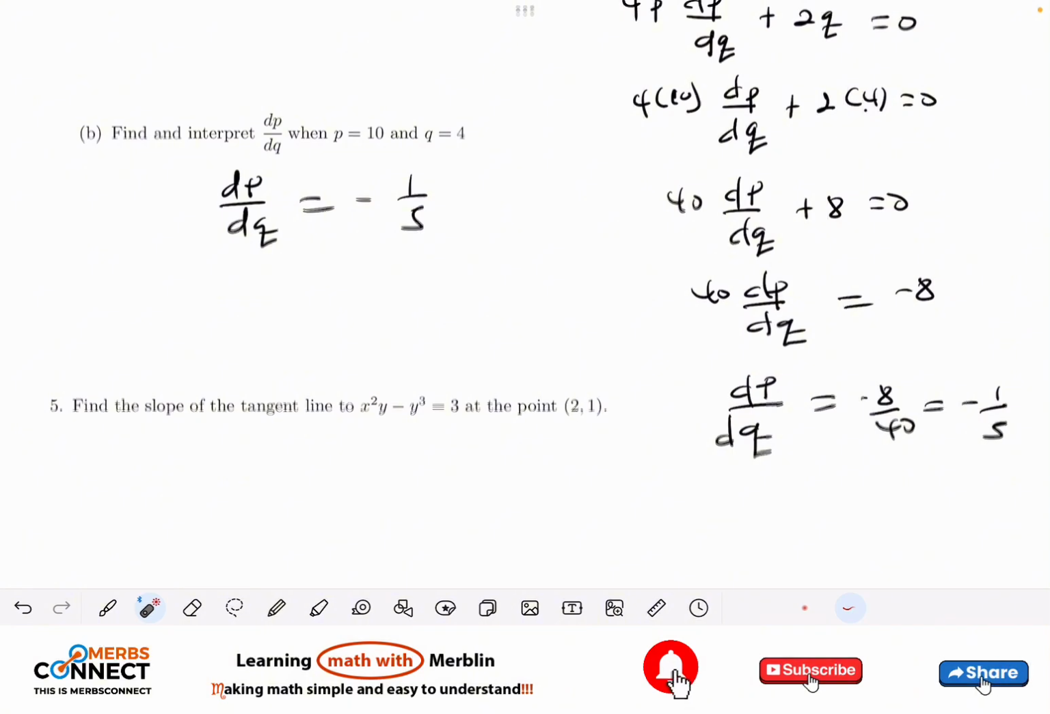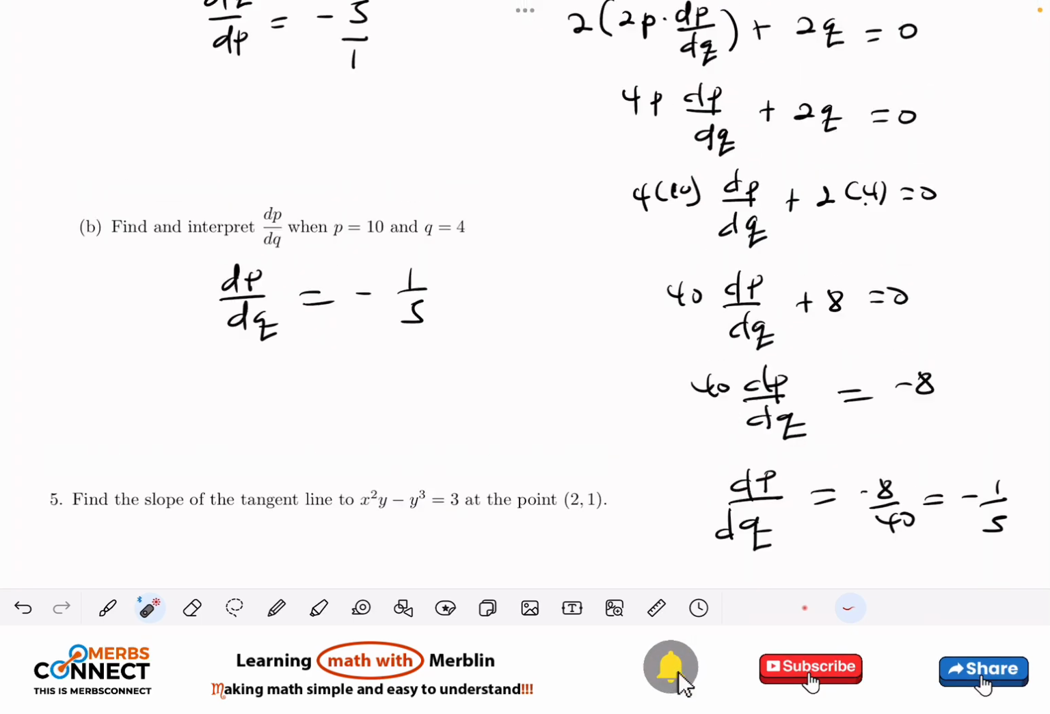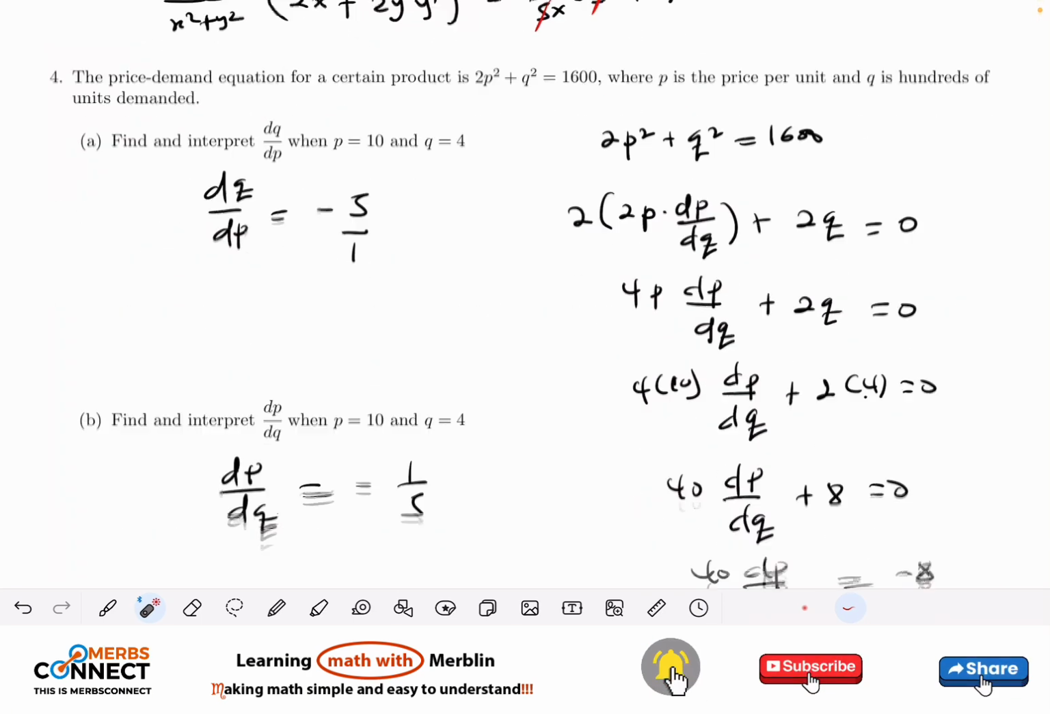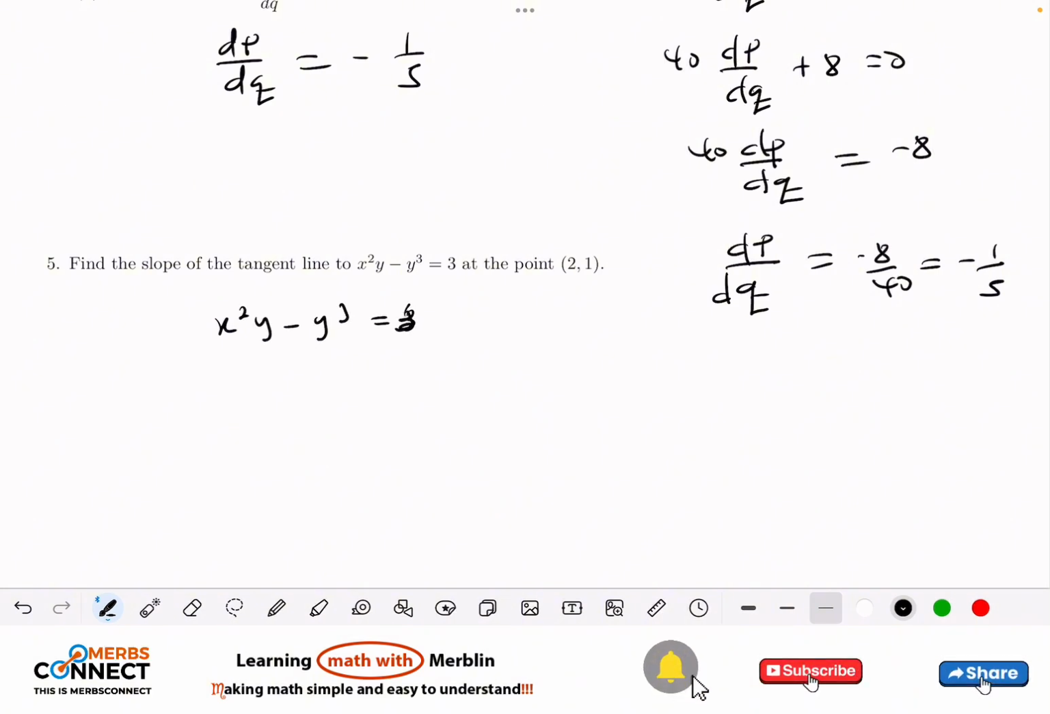Good. So the next question again here is we want to find the slope of the tangent. The question did not ask us to find the equation of the tangent. It's just asking us to find the slope. The slope is the m. The m is finding the differentiation at a certain point, right? So given x squared y minus y to the power 3 is equal to 3, what we just need to do is differentiate, put the point in.